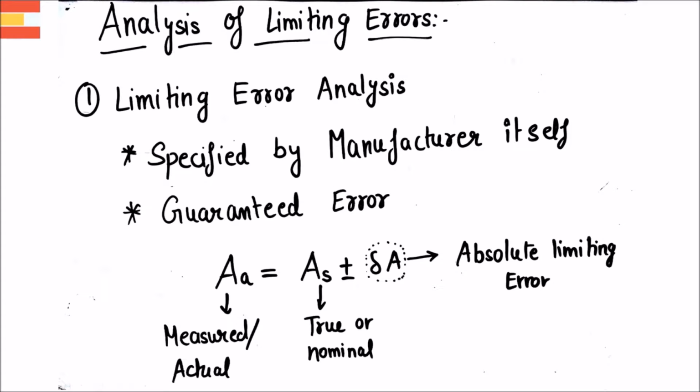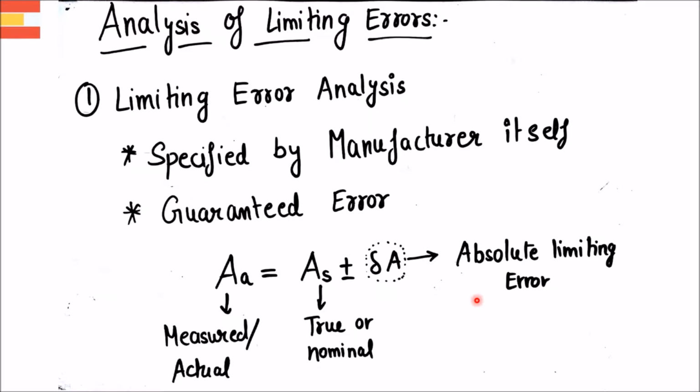We have to analyze the limiting error. Before analyzing, we have to know what limiting error is. Limiting error is basically specified by the manufacturer itself, and it is also called guaranteed error. When you buy a resistance, you get some strips on the end of that resistance that show the tolerance of that resistance. That is limiting error. So mathematically you can say that the measured value is equal to true value plus absolute limiting error. This value is the absolute limiting error, which shows the deviation of the measured value from the true value. And we have already defined that the deviation from the true value is called the error. So it is a limiting error.